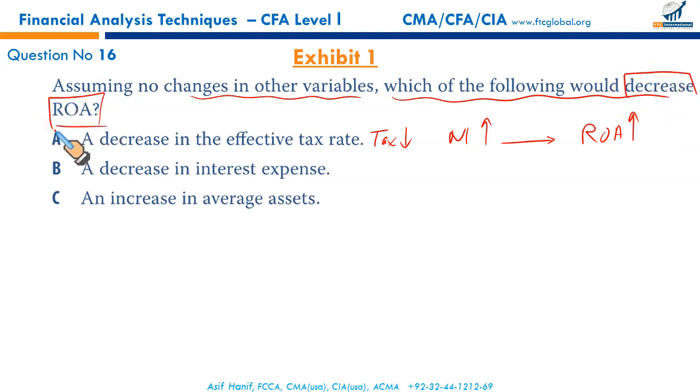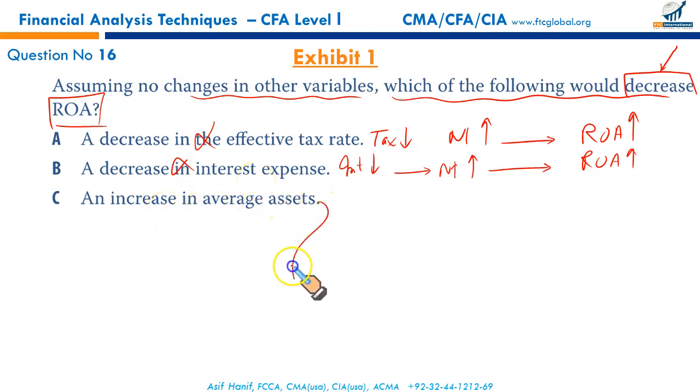You have a good option in your CBT from February. You can highlight the requirement and you will always be mindful of what you're looking for. Decrease in ROA. So this is increasing. It's an incorrect option. Decrease in interest expense. When the interest expense falls, your net income will go up. When the net income goes up, your return on assets should go up. We are looking for a decrease in ROA, so this is wrong as well.